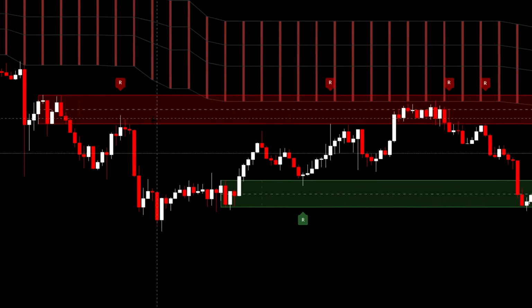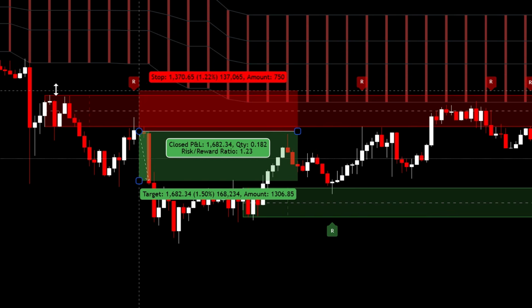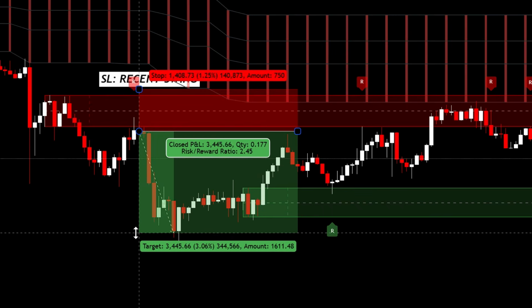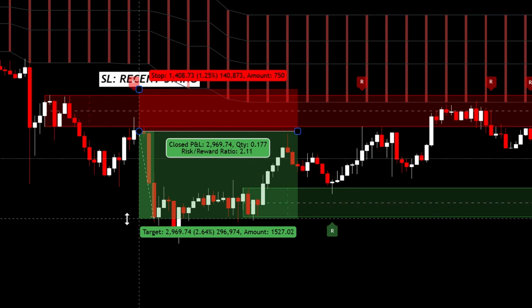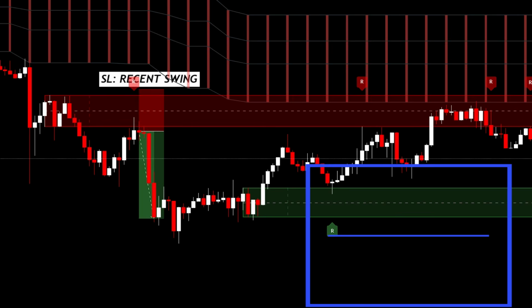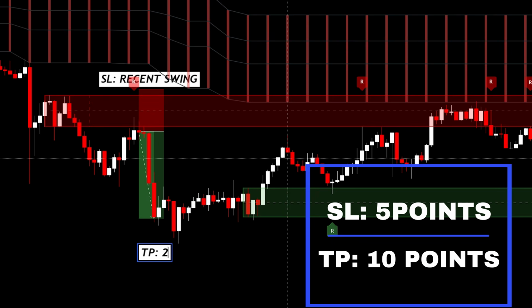For risk management, I keep it straightforward. A stop loss at the most recent swing high or low, target about twice the risk distance. Simple math: if I risk 5 points, I aim for 10. That way, I don't overthink it, but the reward still outweighs the risk.